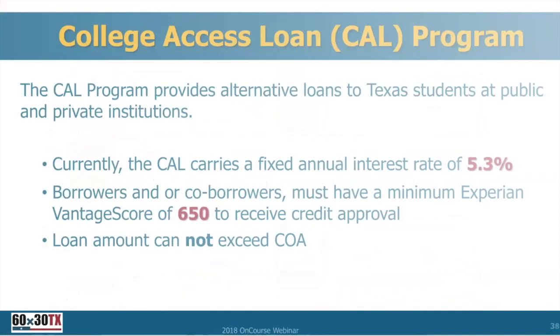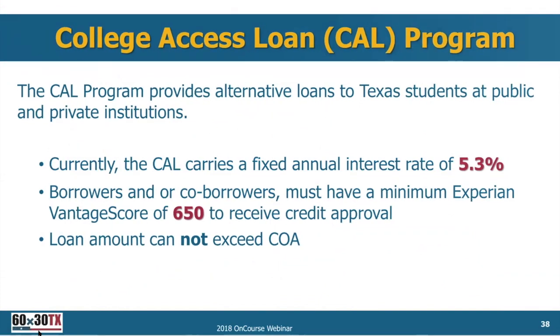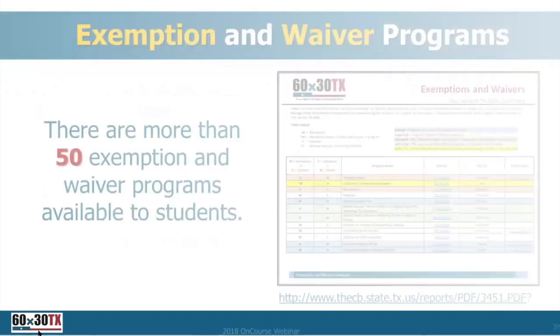So as of today, and I will say that this can change, and we don't have a set time on which it changes, the college access loan currently carries a fixed annual interest rate of 5.3%, and the borrower and co-borrower must have a minimum Vantage score of 650 in order to qualify. And the way that we calculate the loan is it cannot exceed the cost of attendance. So the school would calculate that for the student.